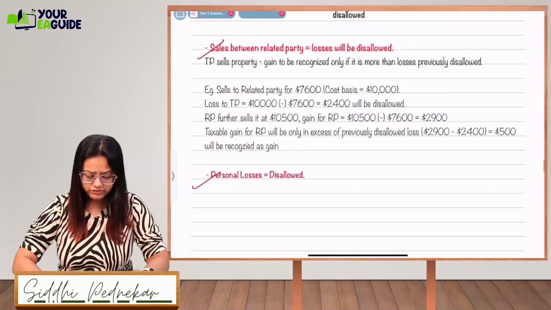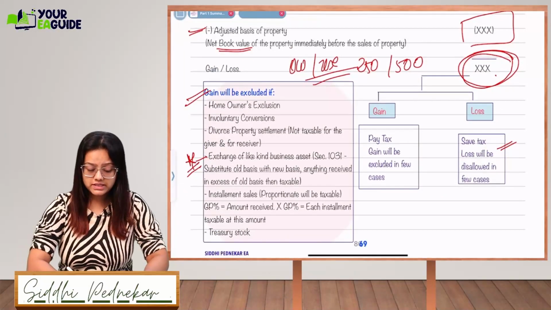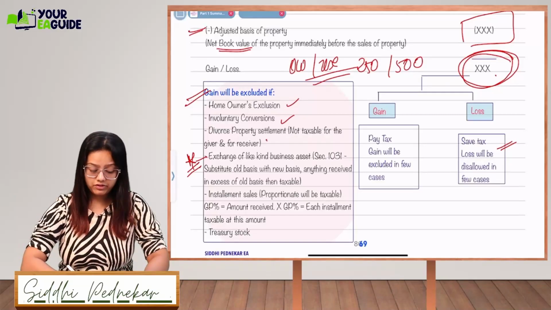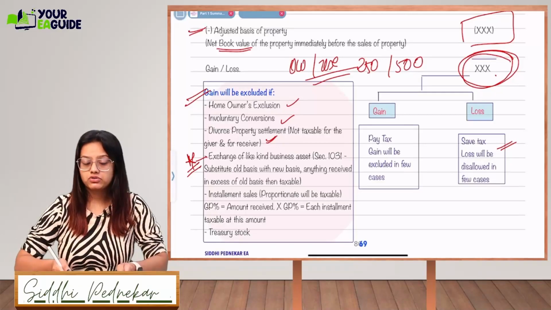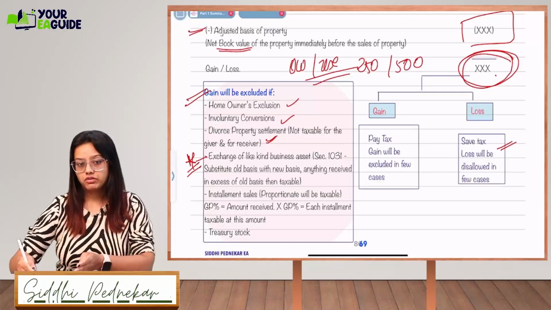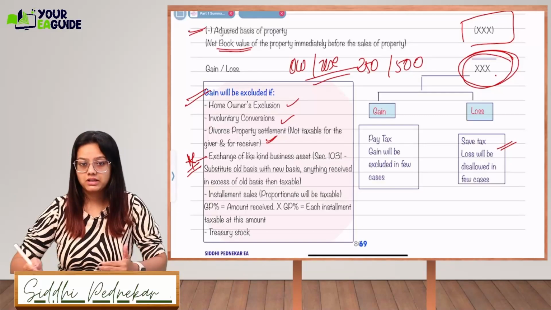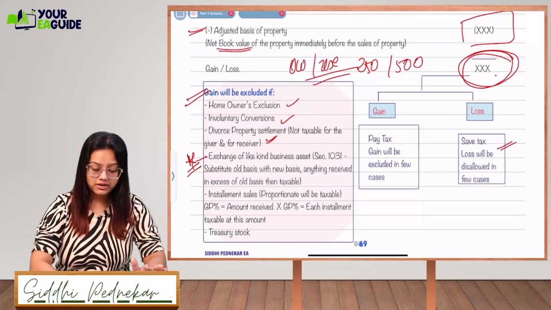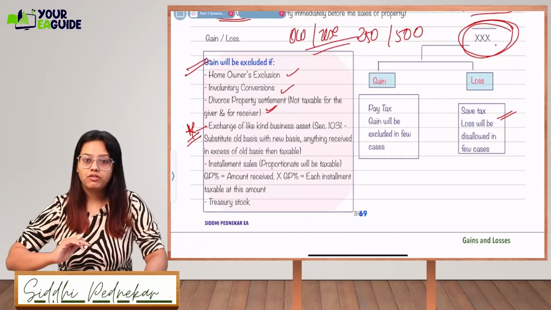Let's come to what gains need to be excluded. First was the homeowners exclusion, second is involuntary conversion, third one is divorce property settlement. We have done community property, right? If you have a community property together and later at the time of divorce that property is getting segregated between the taxpayer and the wife, this is kind of a transfer between the taxpayer and the wife. So this is not taxable as per the IRS law. This capital gain will not be included as taxable for either of them.